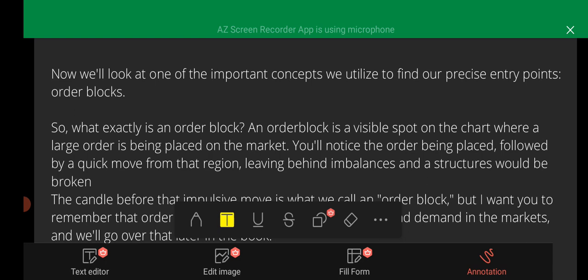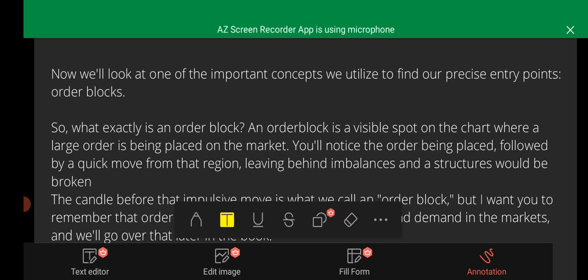We trade in the direction of the big banks, we trade like banks. So if you want to understand where to take your trade, you have to understand the ways of trading of those big institutions, and they take their trades in areas we call order blocks. That's why I'm saying an order block is a visible spot on the chart where large orders are being placed in the market. We say large orders are being placed because we see a very strong movement, either to the upside or to the downside, at a certain point.